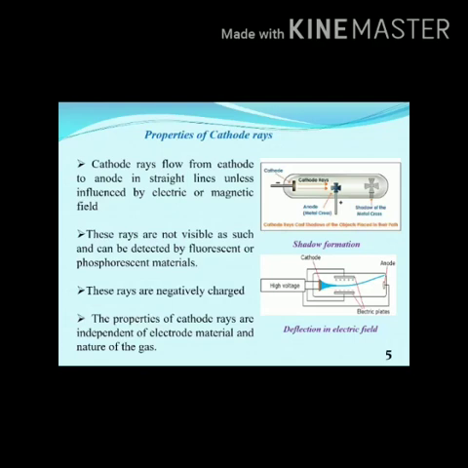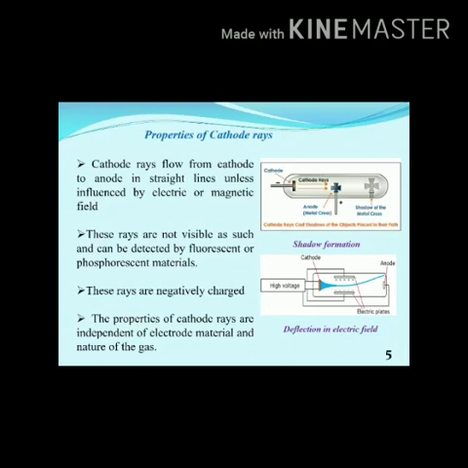As I have written in the first property, the rays will travel from cathode to anode in straight lines unless and until they are influenced by any kind of electric or magnetic field. It has been found that if they are influenced by an electric or magnetic field, they show some kind of deflection. That means they must carry some kind of charge. In the second figure, you may see the discharge tube subjected to an electric field. An electric field is just a combination of two plates, one carrying positive charge and another carrying negative charge.